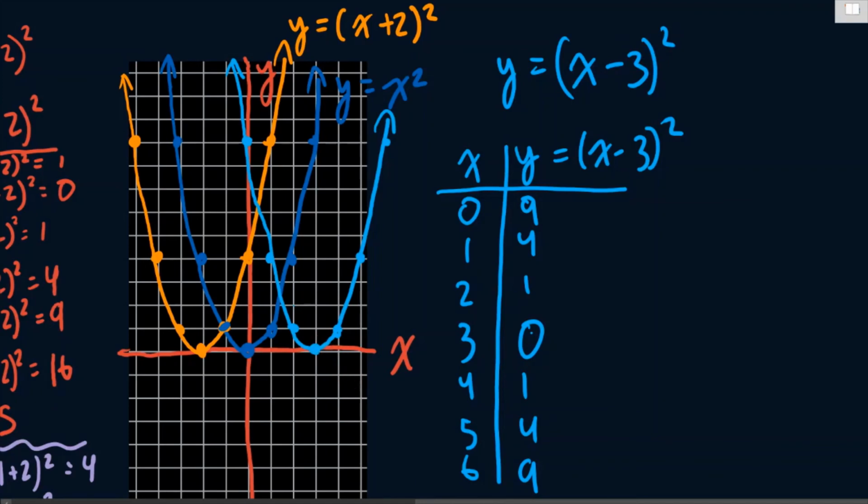The reason for this is, imagine we're trying to get our y value of 0 out of this function. The only way you can get 0 is by squaring 0. So what's the value of x, say in this equation, that would give you 0 squared? You need positive 3: 3 minus 3 gives you 0 squared. And over here, you need negative 2 plus 2 to get 0 squared.